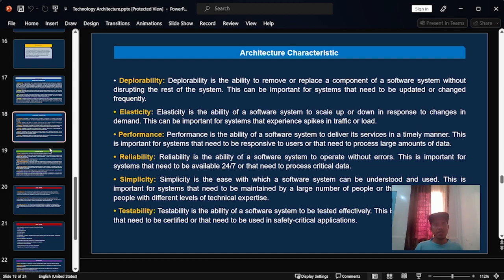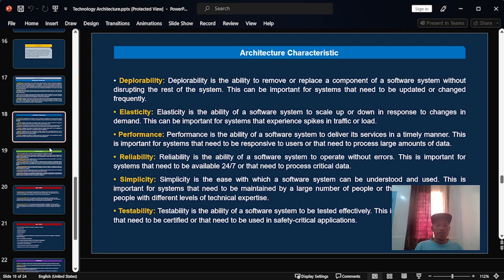So the system should have elasticity. It should be upgradable, and it can have another feature added for future use. This can be important for systems that experience spikes in traffic or load.